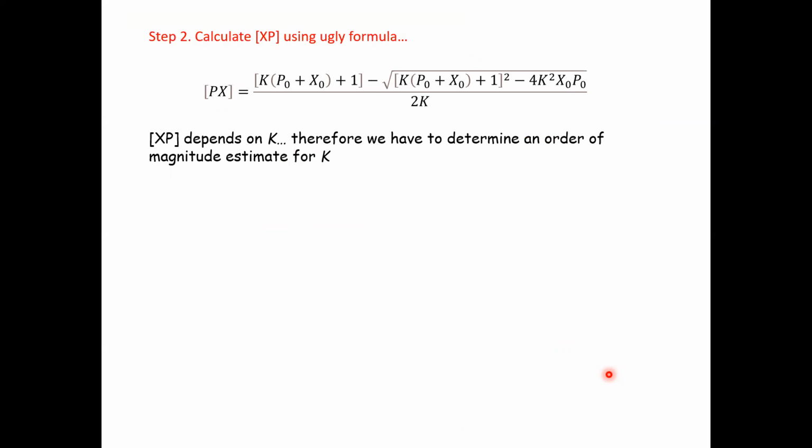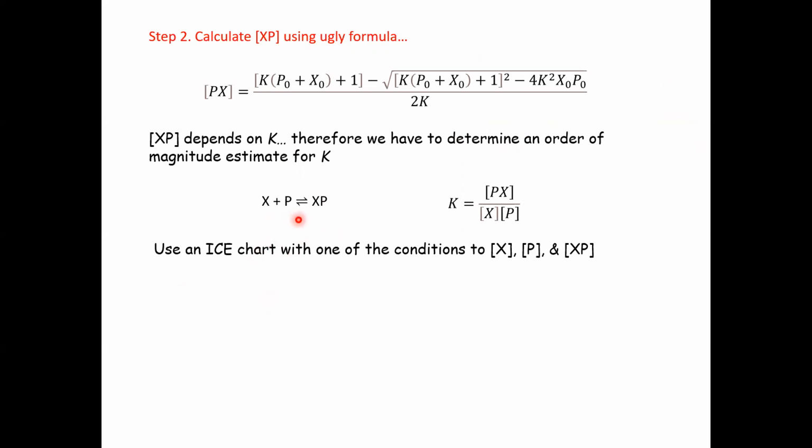The next step is to calculate the protein ligand complex concentration using that big ugly formula. I've rewritten it here. Again, this concentration depends on the equilibrium constant, which we don't know. So we have to figure out an order of magnitude estimate for K. And here's how you might do that.